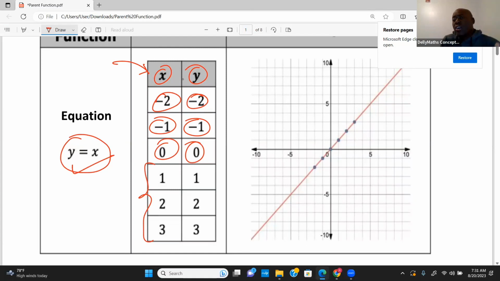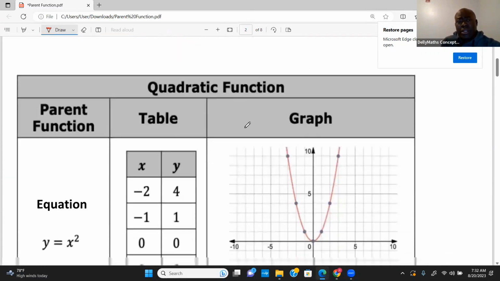Now, if we take a quick look at the 4 quadrants, this is our x-axis and this is our y-axis. This is quadrant 1, 2, 3, and quadrant 4. Whenever we're dealing with y is equal to x, based on what we're seeing here, we're going from quadrant 3 to quadrant 1, right? So y is equal to x. We're going to get into this as we go to the second lesson, but this is our first lesson on functions, parent functions.